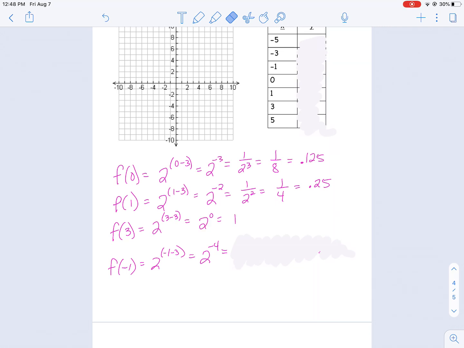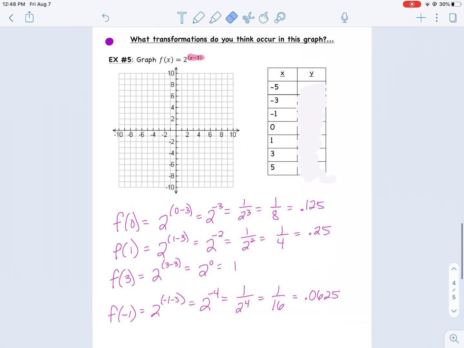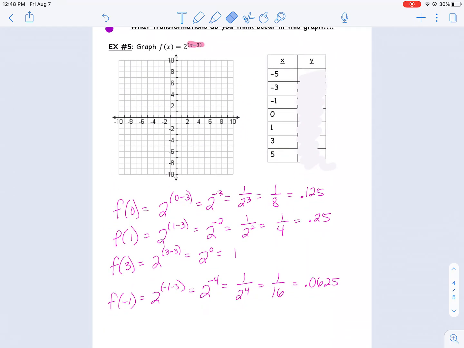And then I did negative 1. 2 to the negative 1 minus 3. Negative 1 minus 3 is negative 4. I can make that exponent positive by dropping it down. I have 1 over 16, which is 0.0625. You can go ahead and do the positive values, or I did the positive values. You could do 5, you could do negative 5, finish filling out the rest of the chart, and then let's go ahead and graph these points so we can see what happens to our graph.